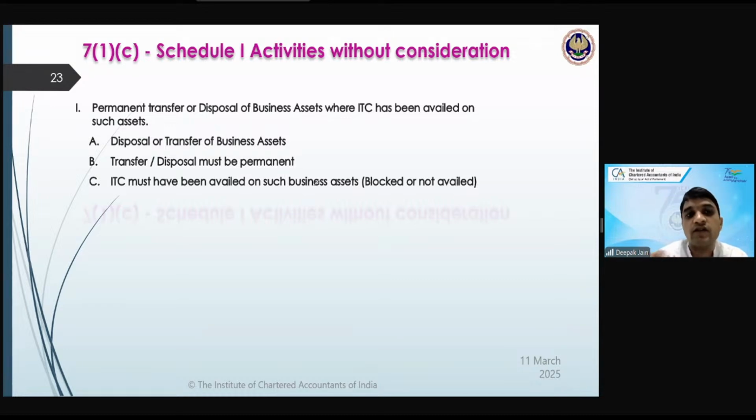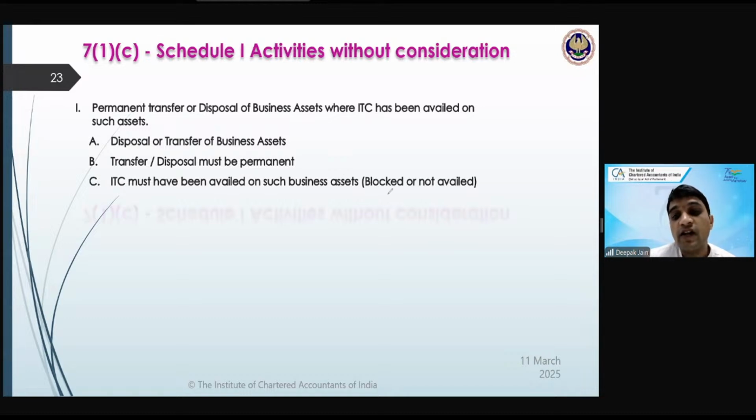So what you have to do here is that this condition has to be satisfied: it should be disposal of a business asset, because only on business assets we claim the ITC, apart from normal other assets. Now, the second important aspect is that this should be a permanent transfer. If it is a temporary transfer, this condition will not trigger and ITC should be availed. Now, why do we say that ITC should be availed? Because anything I purchase, I would have claimed the ITC, correct?